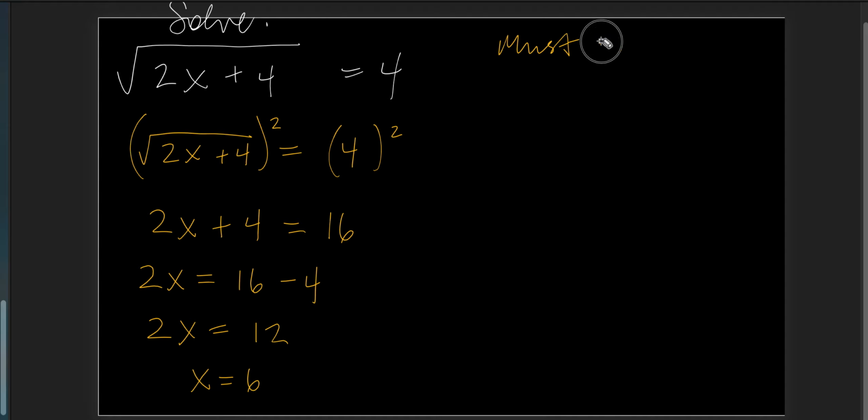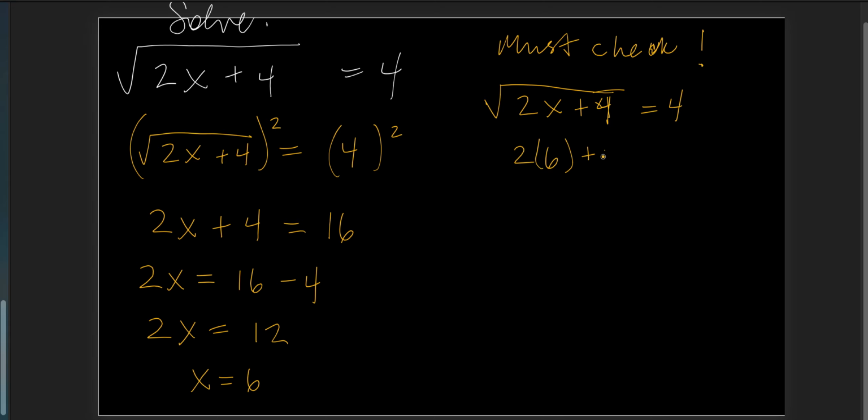The thing with radical equations is you must check your answer, because more than any other type of equation, a solution that seems like a solution to a radical equation will not work out. So what we have to do is take the original equation, the square root of 2x plus 4, and my internet will not let me make nice looking numbers here.